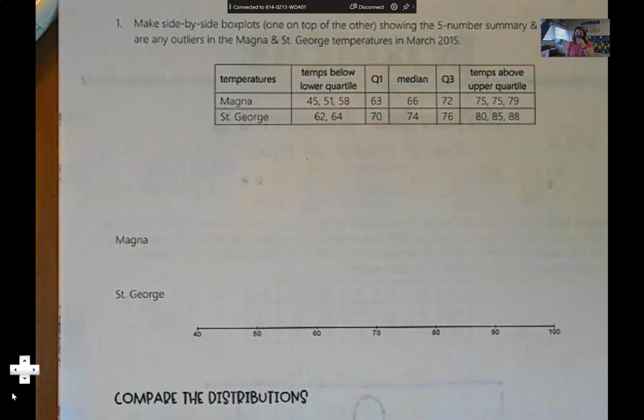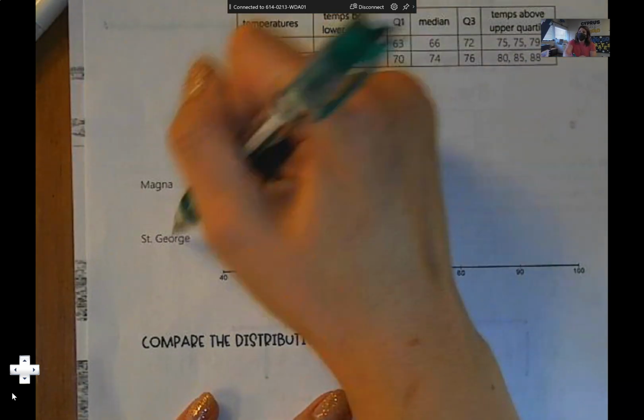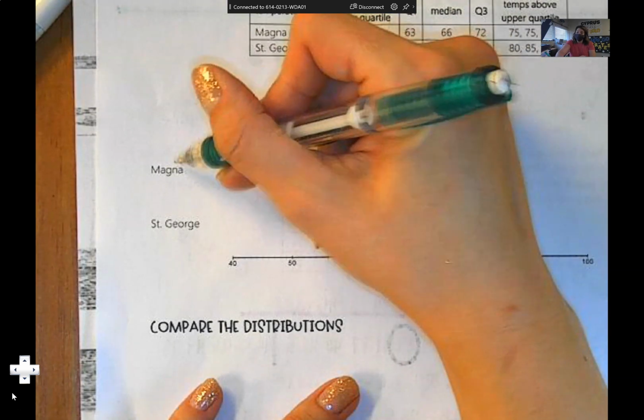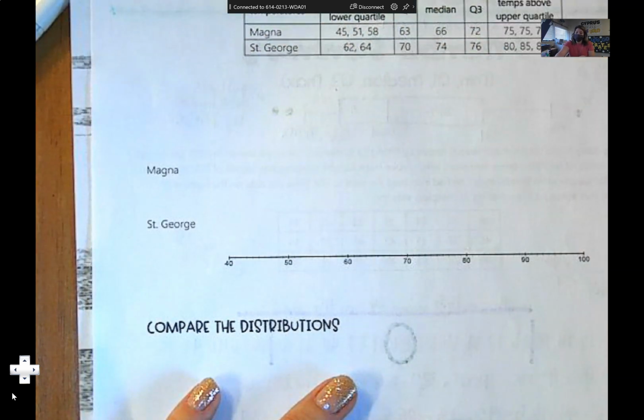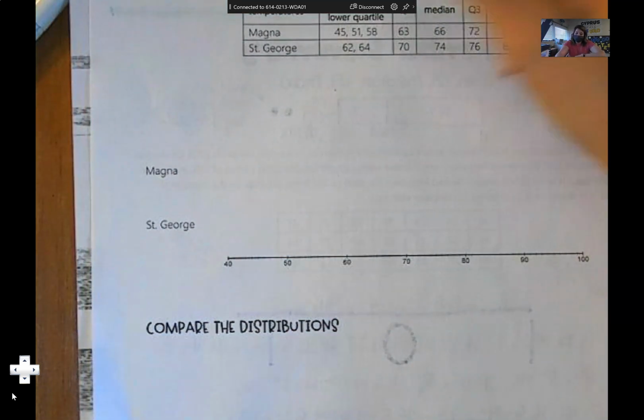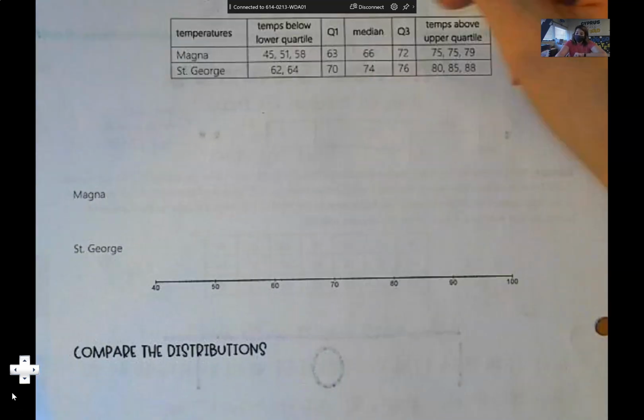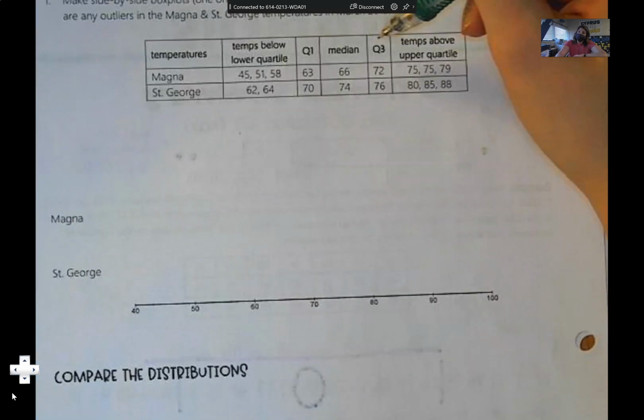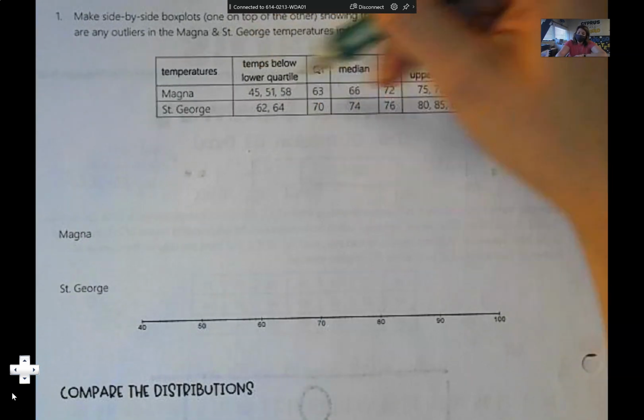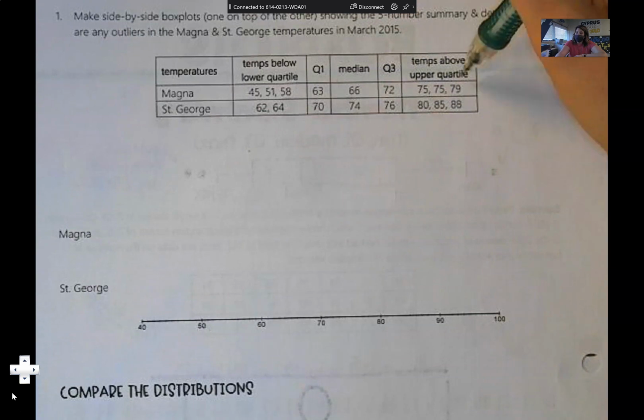On this slide, this time they want us to make a side-by-side box plot, one on top of the other, and down here they tell you which one to make where. So the information that they give you is the 5-number summary of the temperatures in Magna and St. George in March of 2015. They give us the minimum, quartile, median, quartile, maximum.